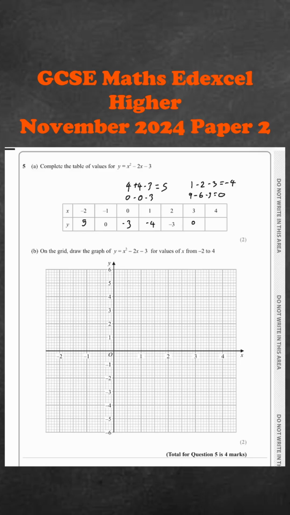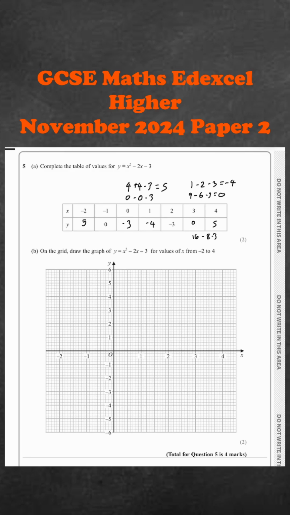And lastly, when x is 4, we're going to get 4 squared, which is 16, minus 2 times 4, which is 8, minus 3, and that gives us 5. Part B, on the grid, draw the graph of y equals x squared minus 2x minus 3.